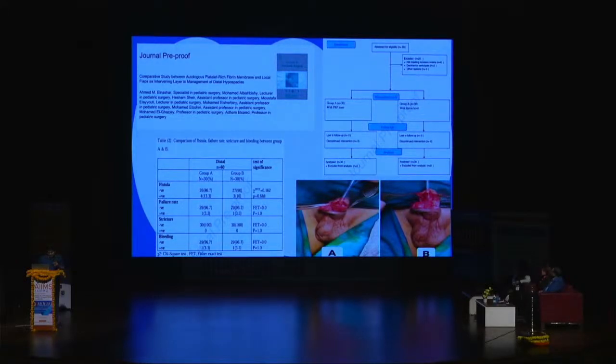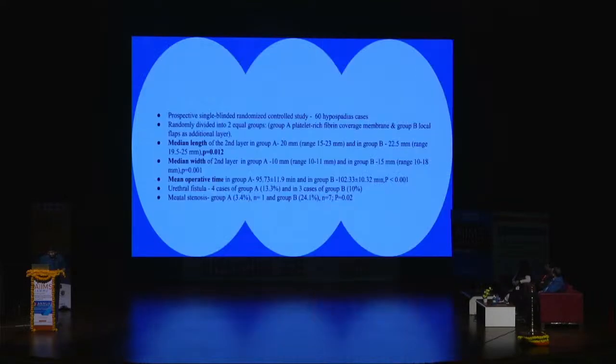This paper was a comparative study between the use of PRF as a second waterproofing layer and the usual Dartos flap. In this study they found that for the overall fistula rate there was no significant difference, but PRF was more beneficial in avoiding complications like meatal stenosis and wound infections.